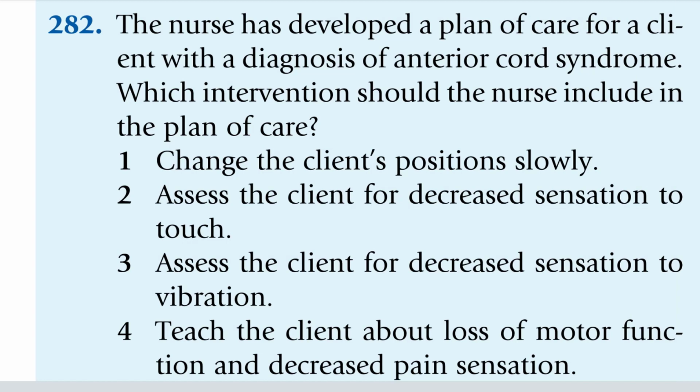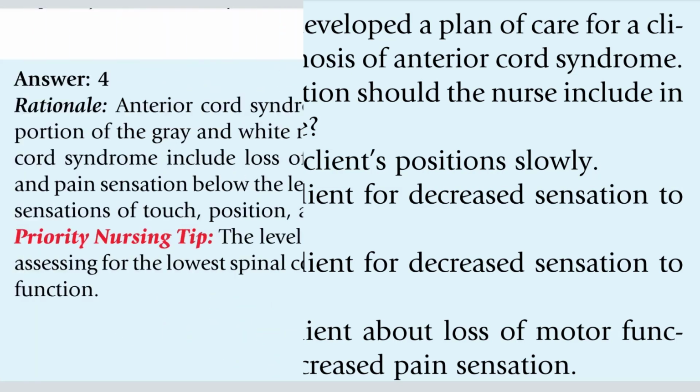282. The nurse has developed a plan of care for a client with a diagnosis of anterior cord syndrome. Which intervention should the nurse include in the plan of care? 1. Change the client's positions slowly. 2. Assess the client for decreased sensation to touch. 3. Assess the client for decreased sensation to vibration. 4. Teach the client about loss of motor function and decreased pain sensation.